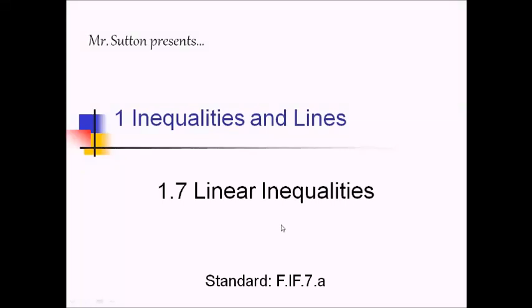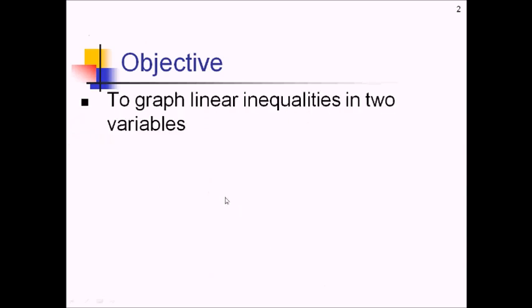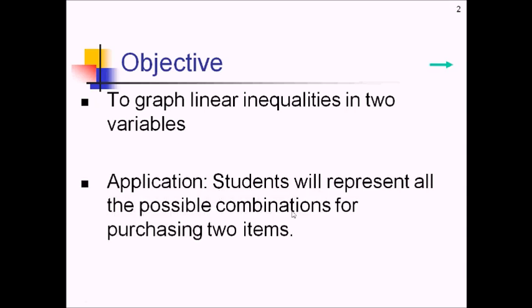Mr. Sutton here, back one more time to wrap up this chapter on inequalities in lines. You've done inequalities, you've done lines. Now we're going to do linear inequalities. Specifically, we're going to do linear inequalities in two variables. So we're going to be doing some x and y axis graphing here. Real life application, we're going to represent all the possible combinations for purchasing two items.